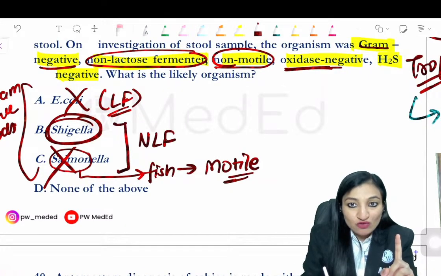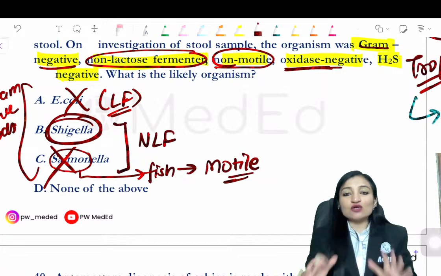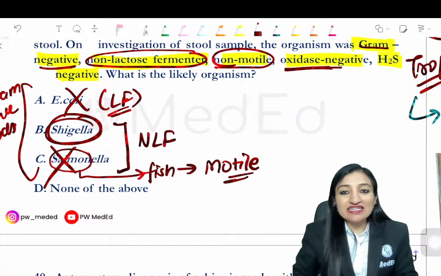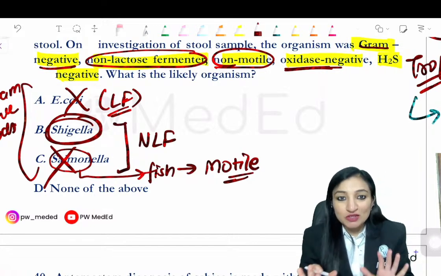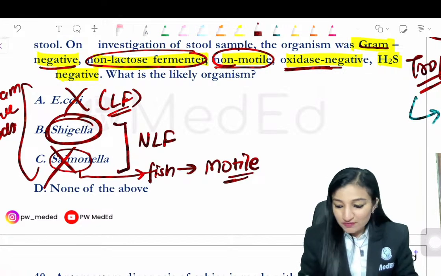Remember, the D option is none of the above. As a general rule, I'm telling you, usually when they give none of the above in any MCQ, it is usually not the answer. Usually. Again, it's not a rule.